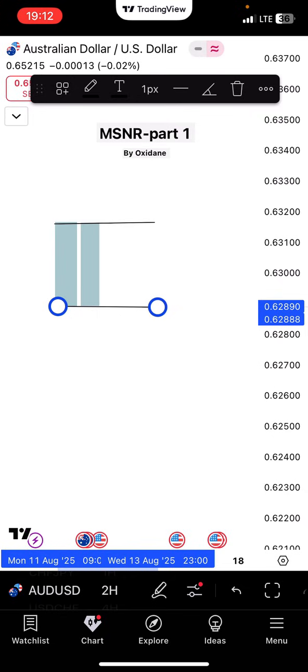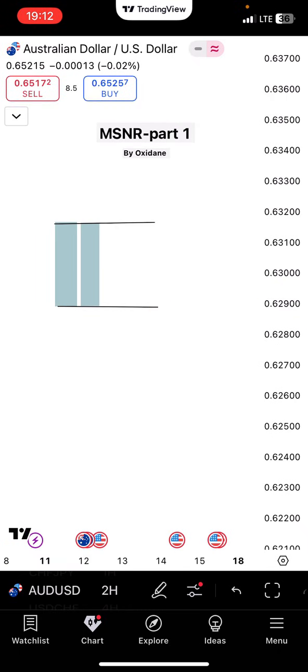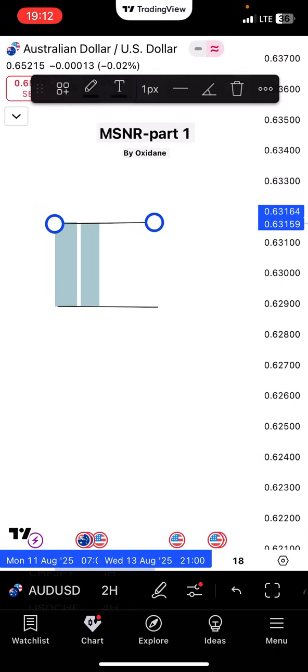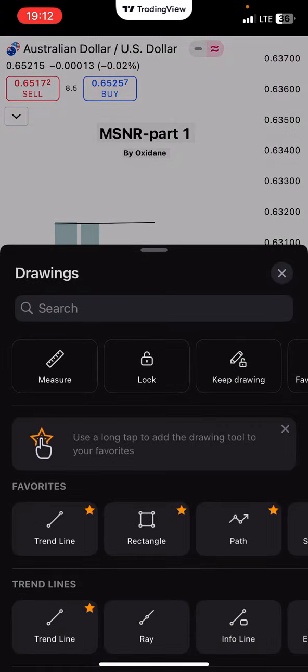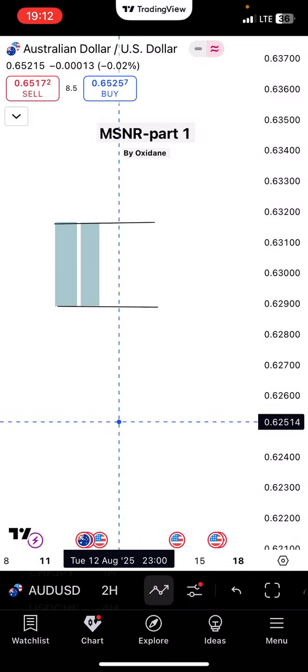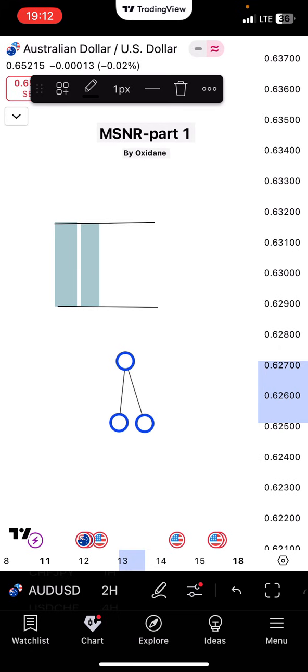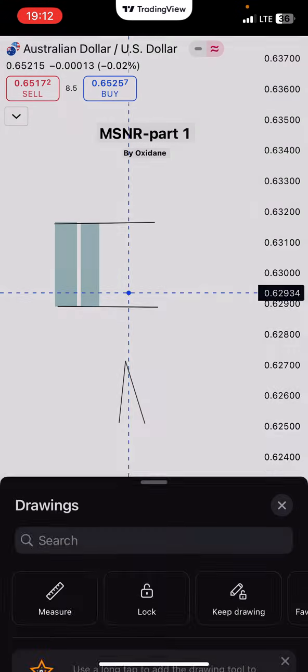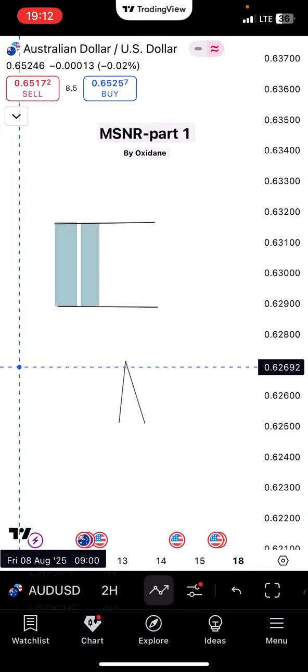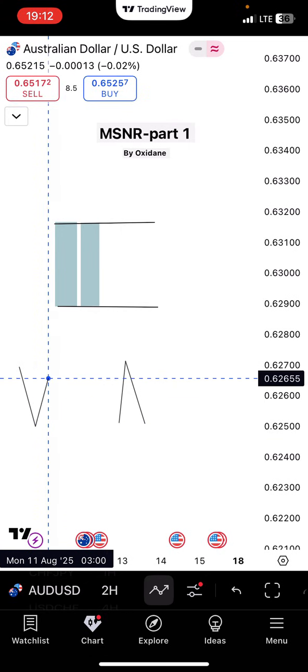MSNR simply stands for Malaysian Support and Resistance. SLK simply means Structure, Liquidity, and Key levels. I'll tell you the relationship between them. In SLK, we make use of key levels. We have the A-shaped key level, and the V-shaped key level.